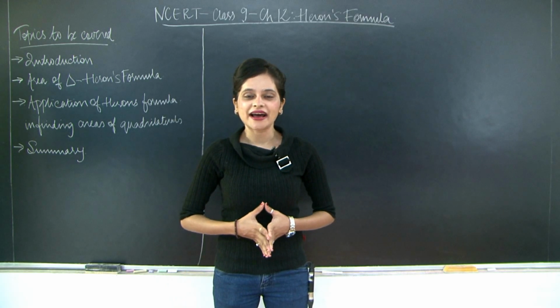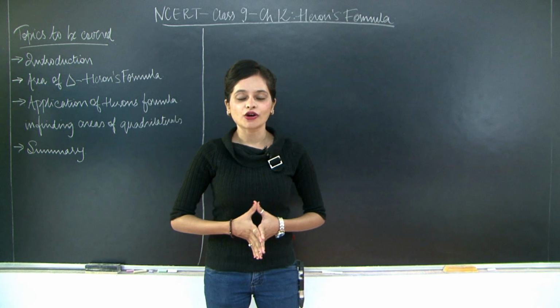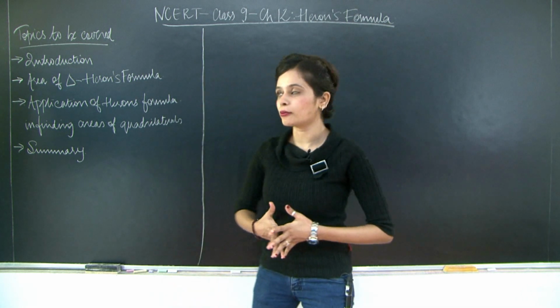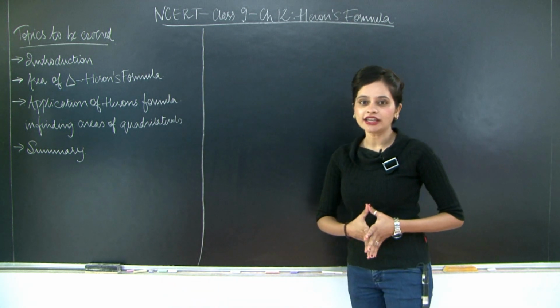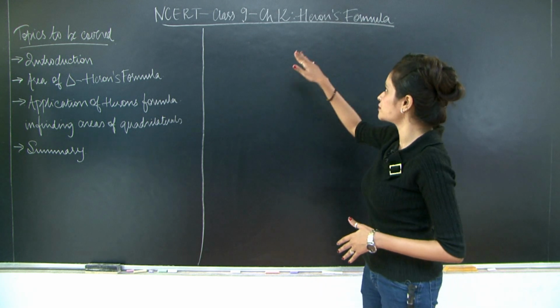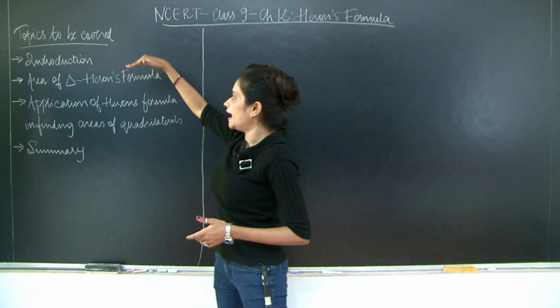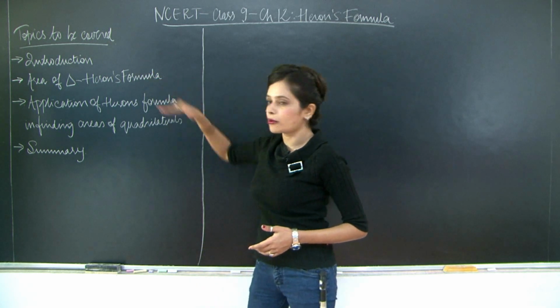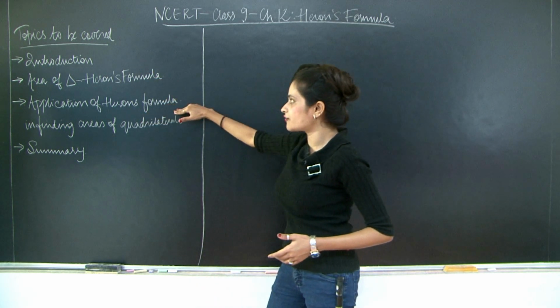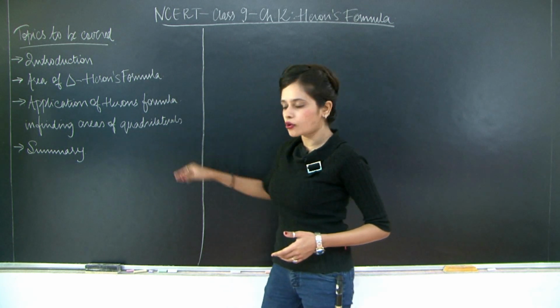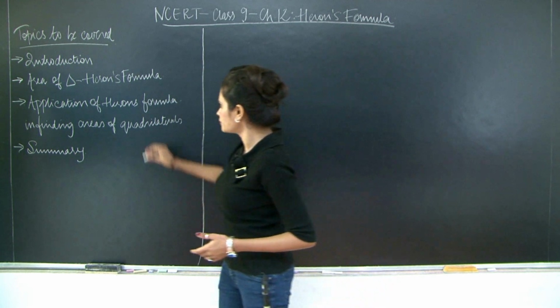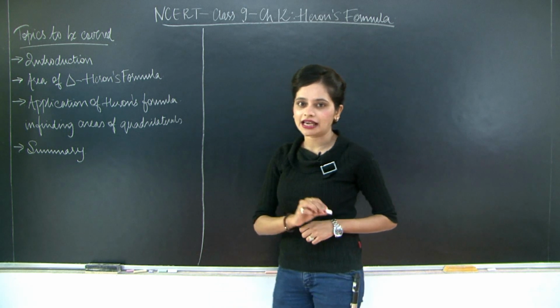Hello students, welcome back. Let us start with a new chapter of algebra, that is Heron's formula. This is going to be based on areas of triangle. This is chapter 12 and the topics to be covered are introduction, area of triangle using Heron's formula, application of Heron's formula in finding the area of quadrilaterals, and summary. So this is Heron's.